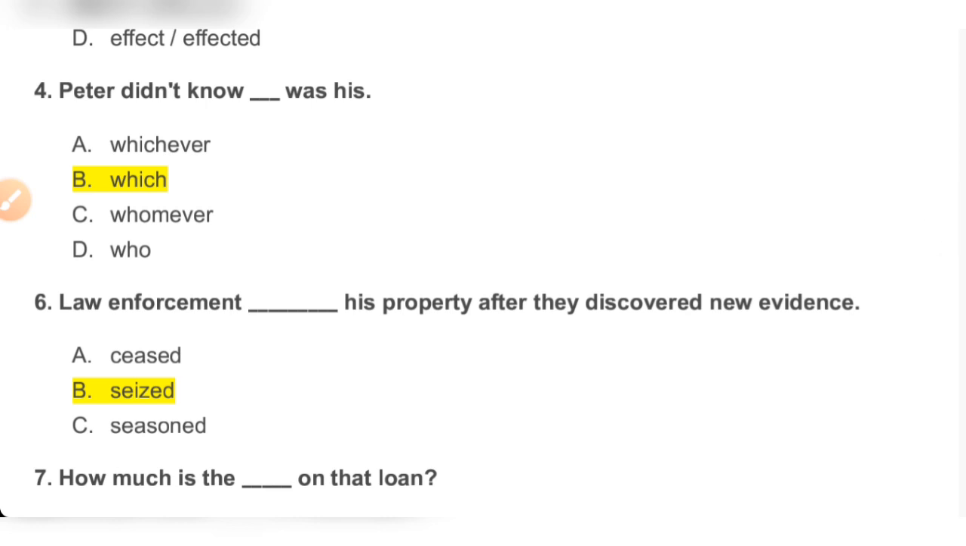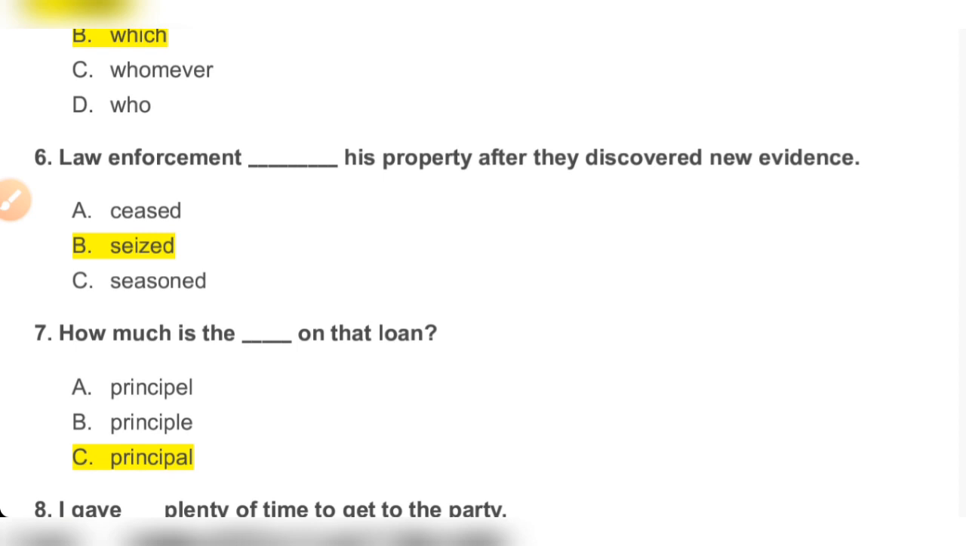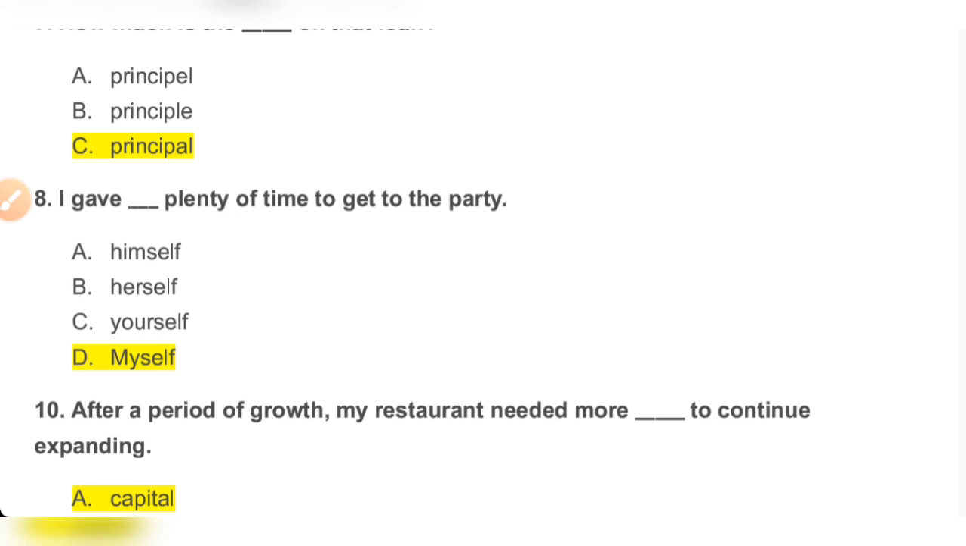Sixth question: law enforcement dash property after they discovered new evidence. Seized. Option B is the correct option of the sixth question. Seventh question: how much is the dash on that loan? There are three options and option C is the correct option. There is another question, question 8: I gave dash plenty of time to get to the party. There are four different options and the correct option is myself.